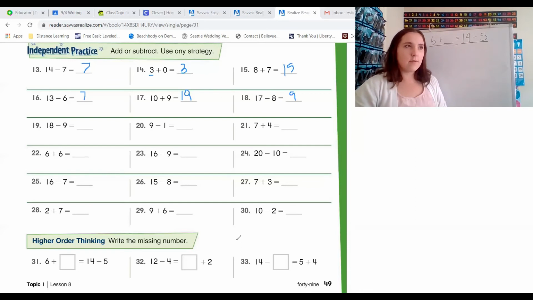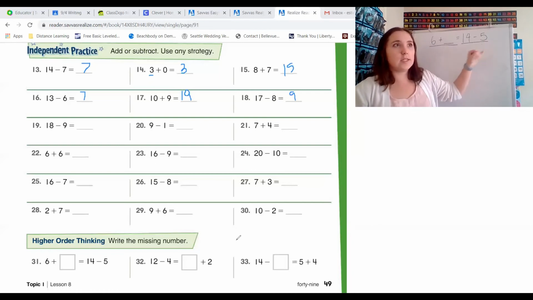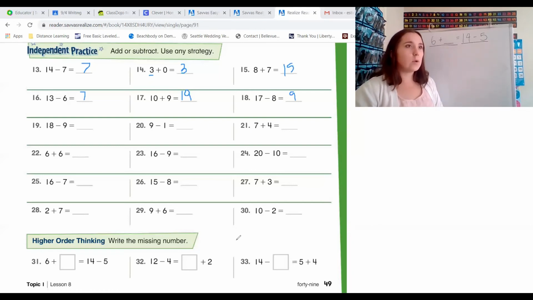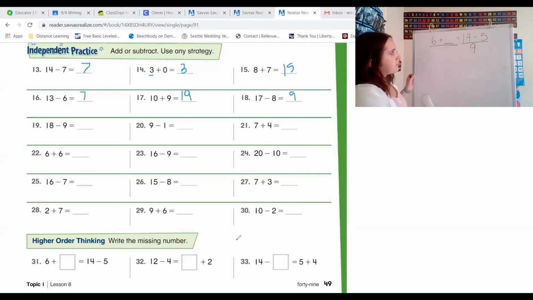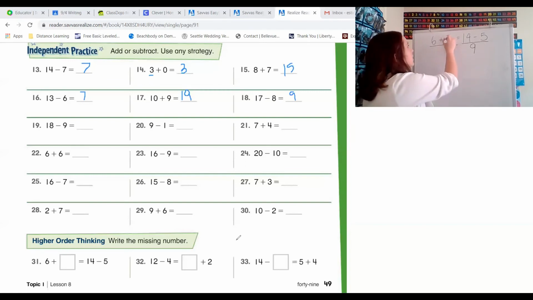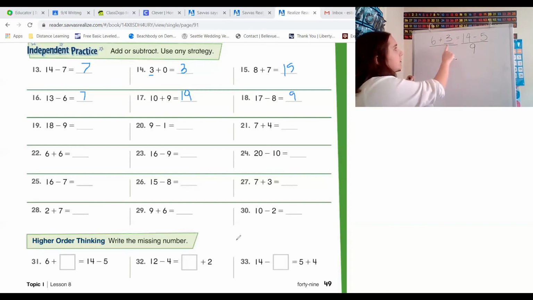14 minus 5. Well, I know that 14 minus 4 is 10, and then 4 plus 1 is 5, so I need to take away one more. 10 minus 1 equals 9. So on this side, I have 9. Now, that's easy. 6 plus how many more equals 9? 6 plus 3, right? Okay, that means that 6 plus 3 equals 14 minus 5.